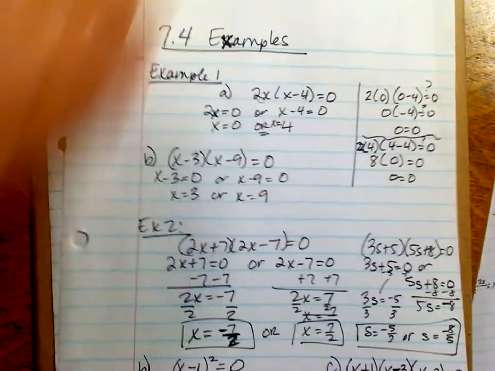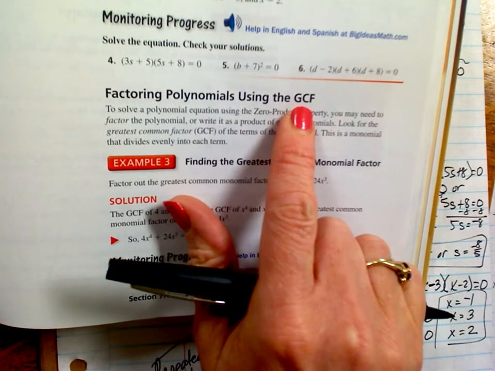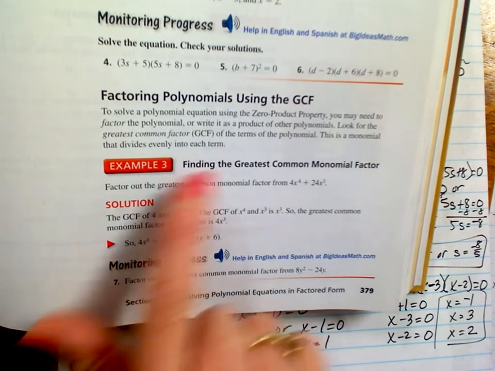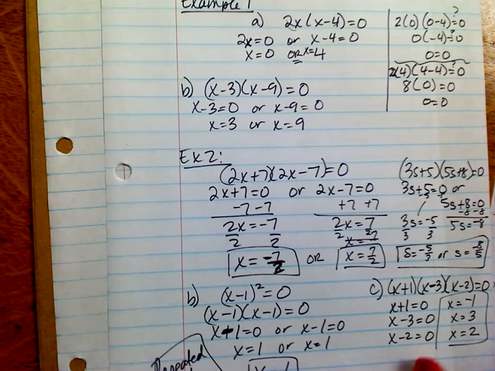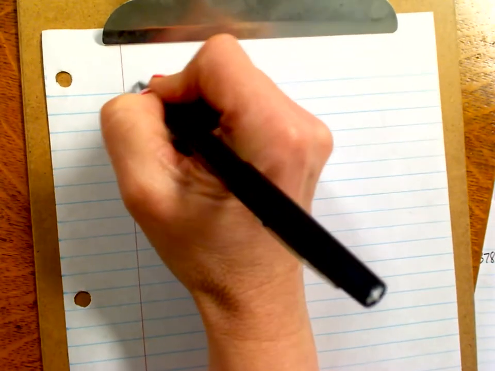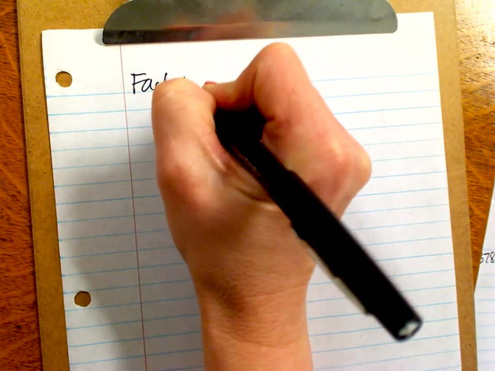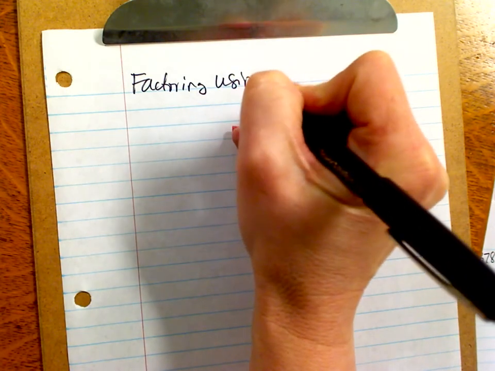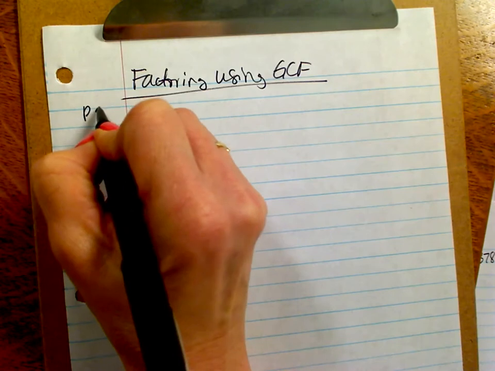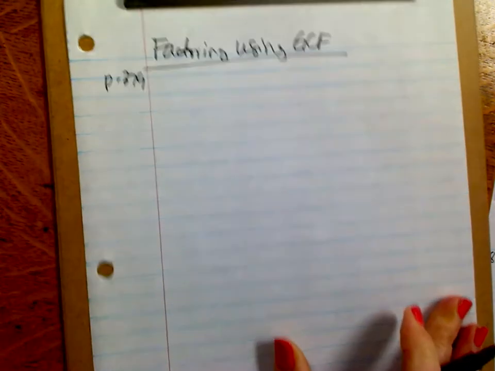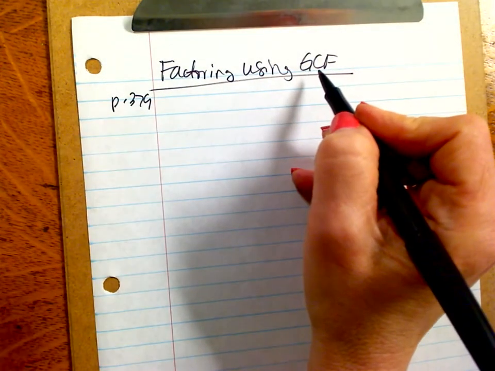All right, so the last thing with this, factoring polynomials using the greatest common factor. Pause the video now, and would you read this? So then when I'm saying it, it makes a little bit more sense. Okay, so factoring using the GCF. This is still on page 379. Okay, the greatest common factor.